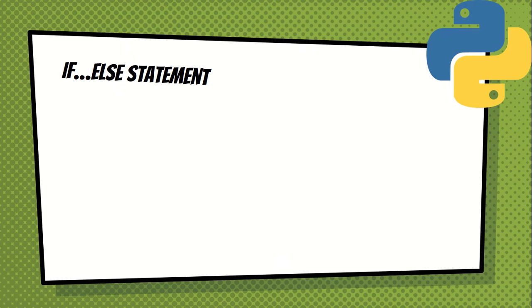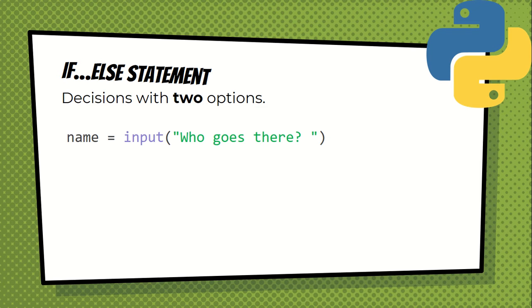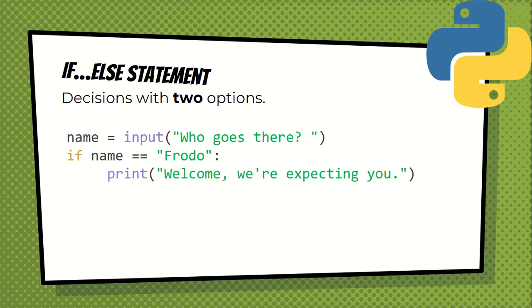If I've got a scenario where I've got an action I want to perform where the condition is true, and I want to do something different where the condition is false, then I can use what's called the if-else statement, where I've got two options, one where the condition is true, one where it is false. So for example, if I've got the variable name and I'm asking the user for input, and the question I'm asking is who goes there, and I'm saying if the name the user provides is Frodo, then I want to print a message, welcome, we're expecting you.